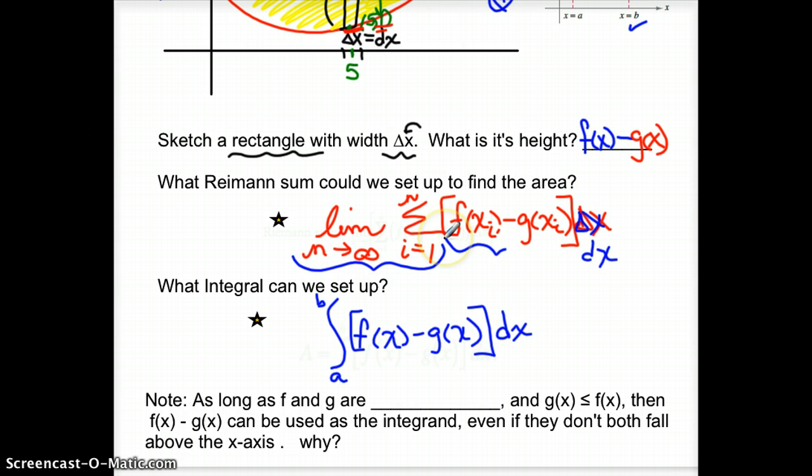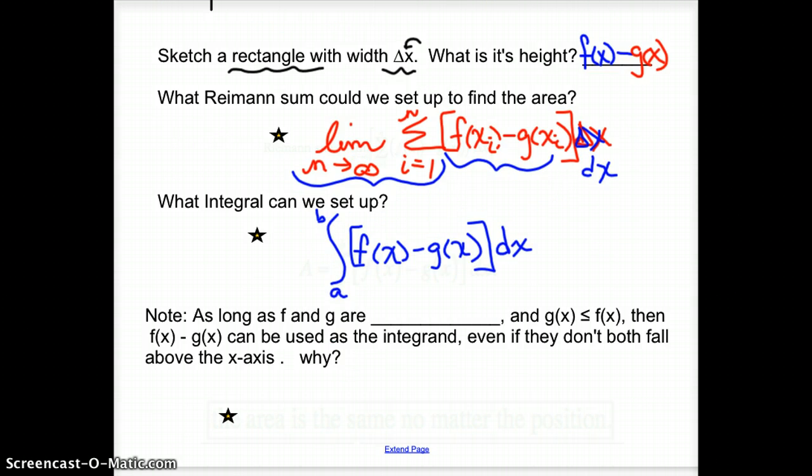All right? And this is really our height. So it's really just adding up a bunch of rectangles. As long as f and g are continuous, and that's kind of our hypothesis for almost everything we do in here, I think every theorem said it has to be continuous. And as long as we're considering f as that upper or higher function, that's what it means when it says f is greater than or equal to g, it's the one that's higher up, then we can use f of x minus g of x as our integrand.